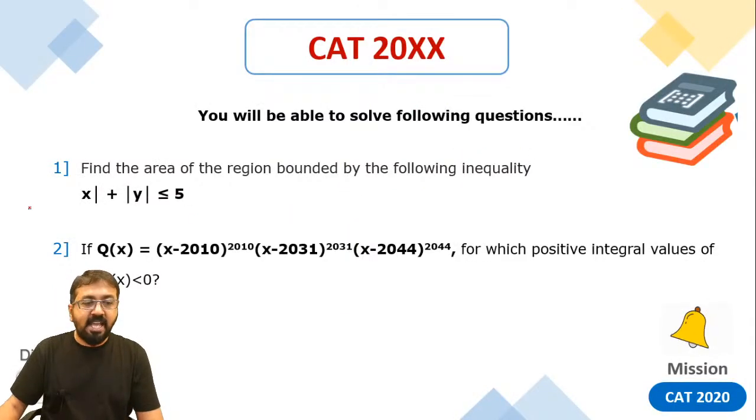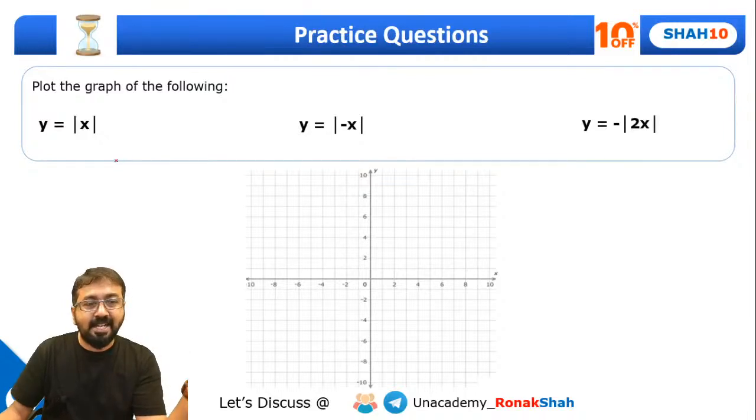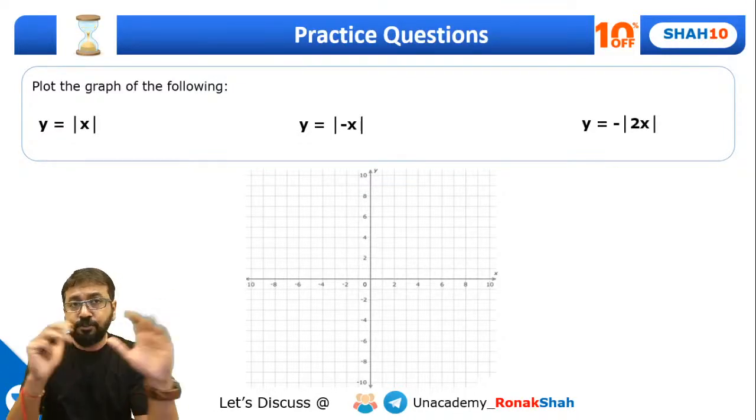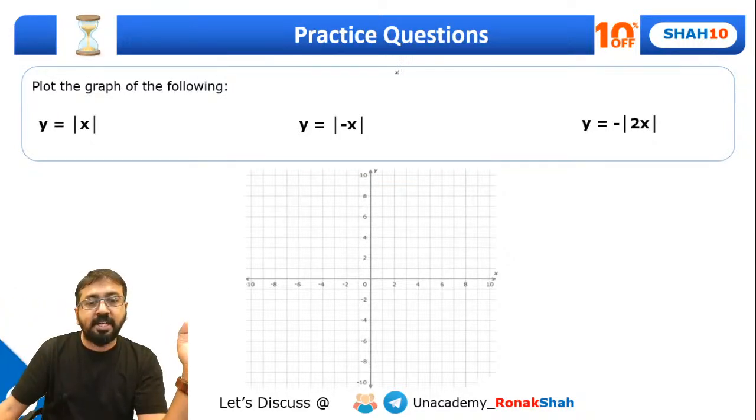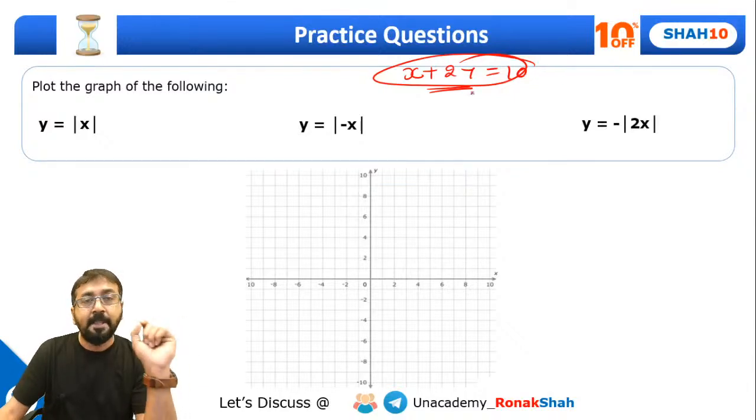So let's begin, and by the end of the session you will be able to solve this kind of CAT question. We will discuss that, but before that we need to quickly understand how to plot the graph of this one. We are starting with basics, so even if you don't know how to plot a graph, I'll help you with that. The only thing that you are expected to know is how to plot a graph for this one: x plus 2y equal to 10. If I ask you to plot a graph for this, this graph is definitely going to be a straight line, and to plot a straight line you just need 2 points.